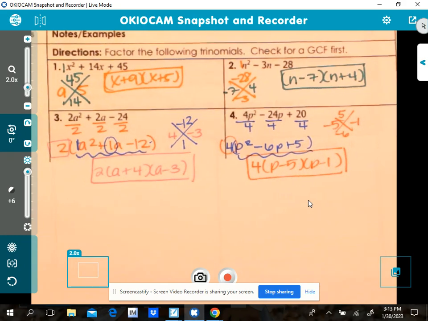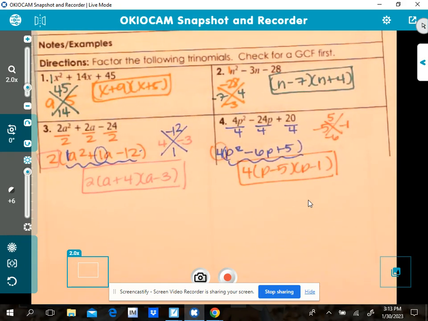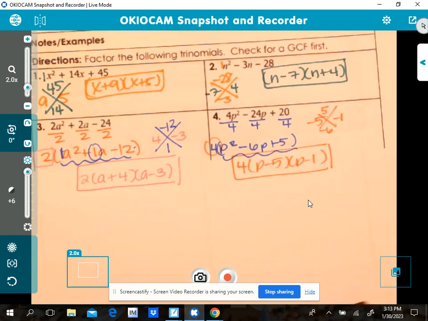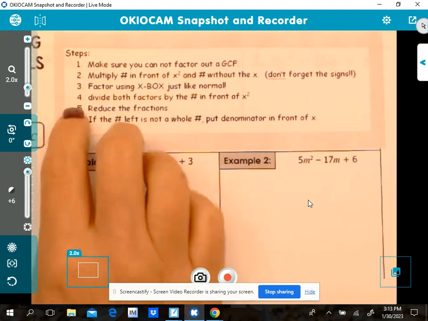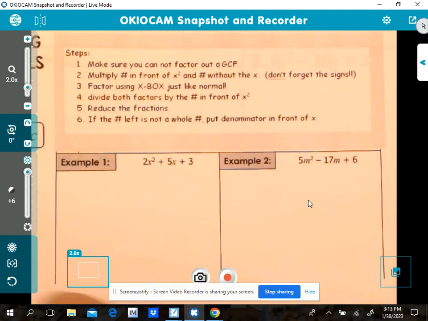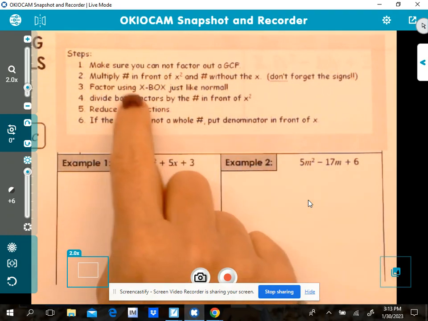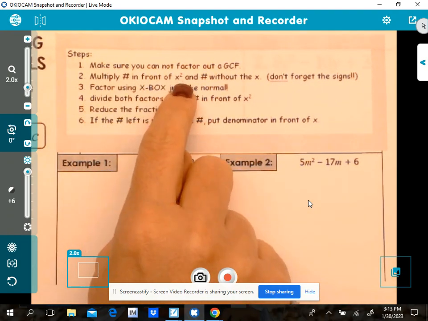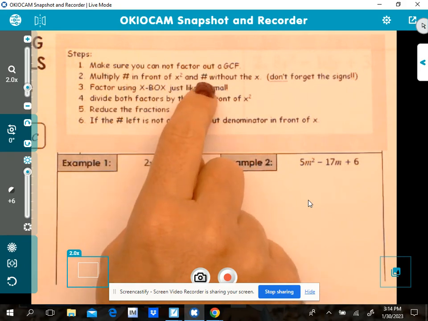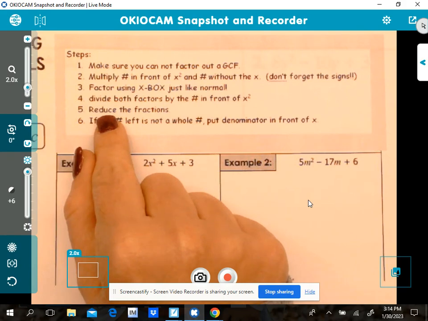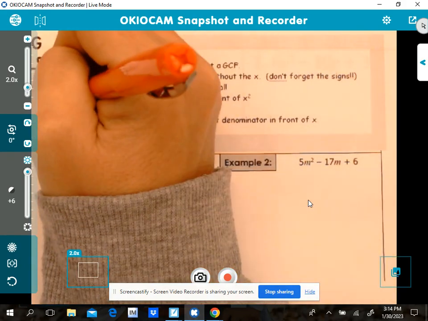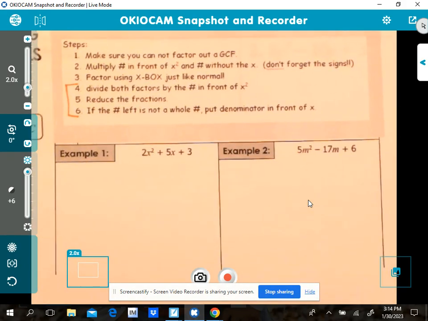Okay, then we moved on to our new way. Okay, so what we call, or I call, the bottoms up method. All right, so I have your steps up here. Make sure you factor out your GCF. There is one. Y'all, the first several we do don't have a GCF. Multiply the front number in front of X squared. We were doing that with the number without the X. Okay, don't forget your signs. Factor using Xbox like normal. Here is where things get different. Okay, so these last 3 steps.